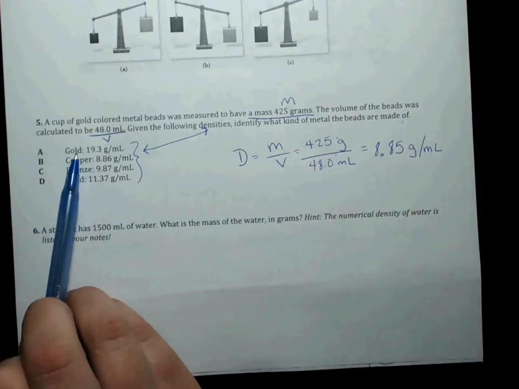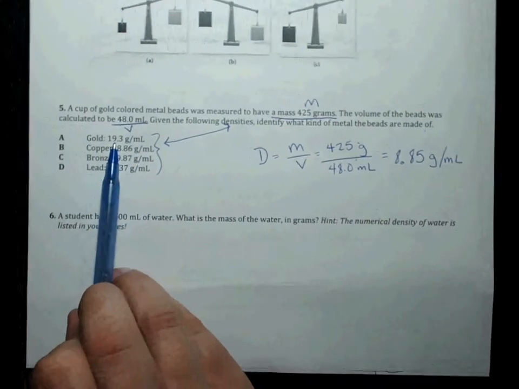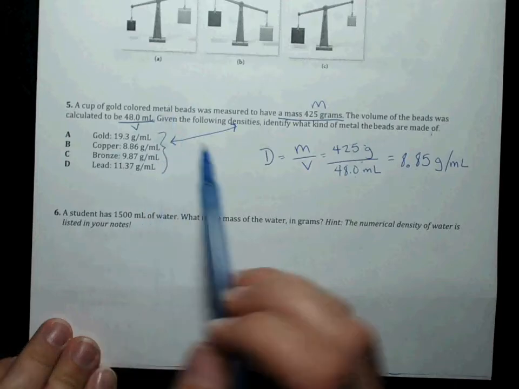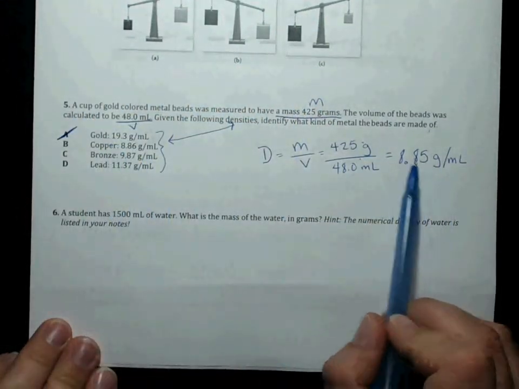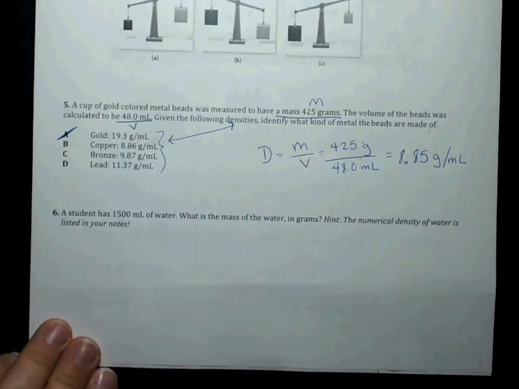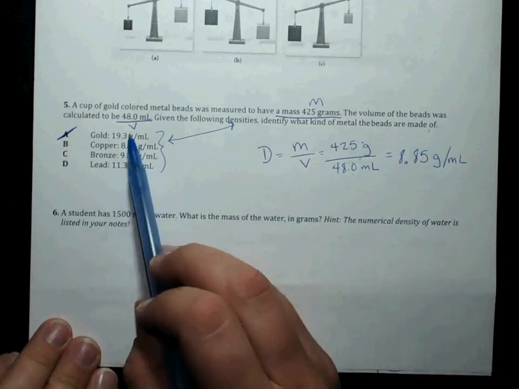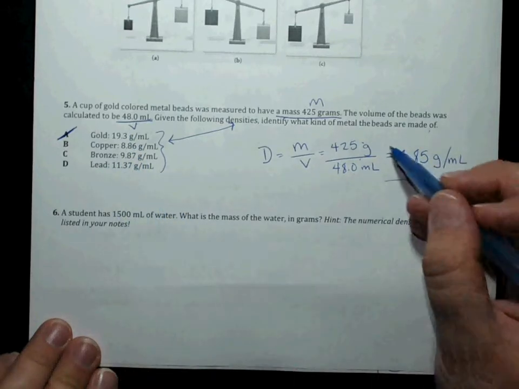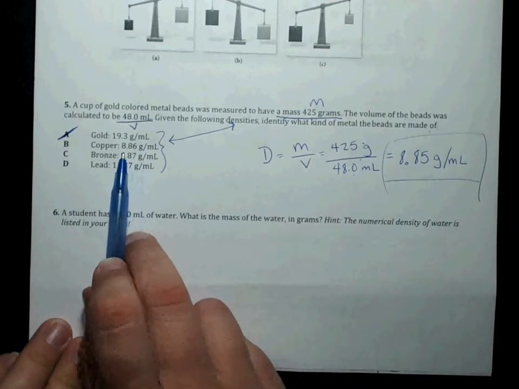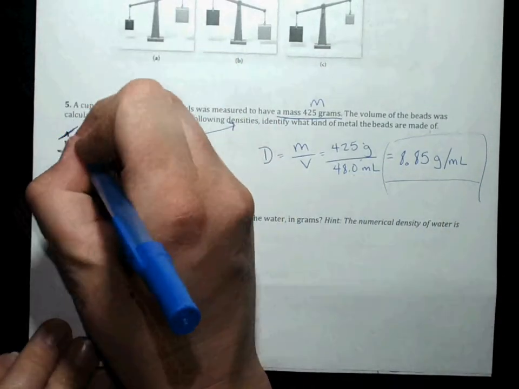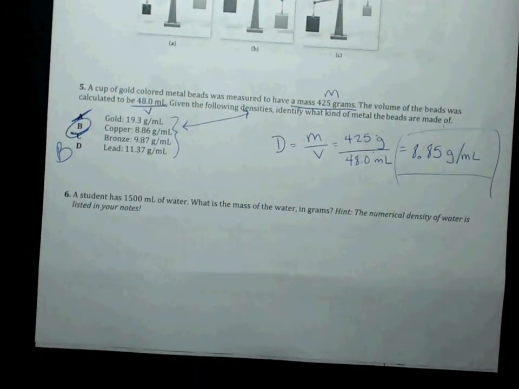Now, if this were gold, it would be 19.3 grams per milliliter. So even though they are gold-colored beads, they can't be gold because we got a density of 8.85. Gold is 19.3. So if we want to know which metal this is, we just need to look for one that has closest to the same density as the one I calculated. Since I got 8.85, this 8.86 is definitely looking way closer than any of the other numbers. So I'm going to pick B, copper, 8.86.